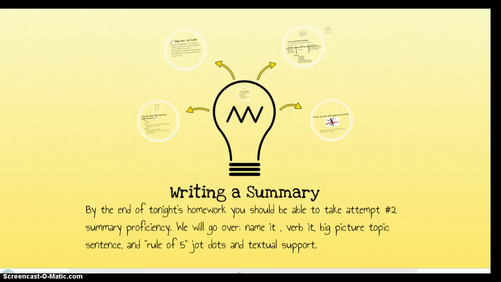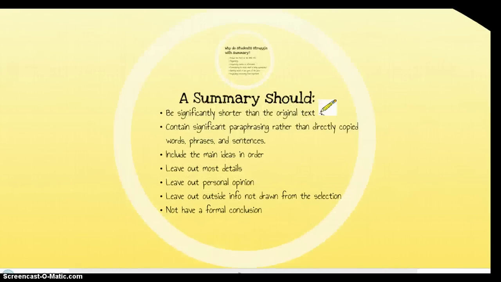We're going to go over name it, verb it, big picture one more time, the rule of 5 jot dots, and how to get the best use of textual support in your summaries. So don't forget, anytime you see that pencil, get your whisk out and make sure you're taking down some notes.